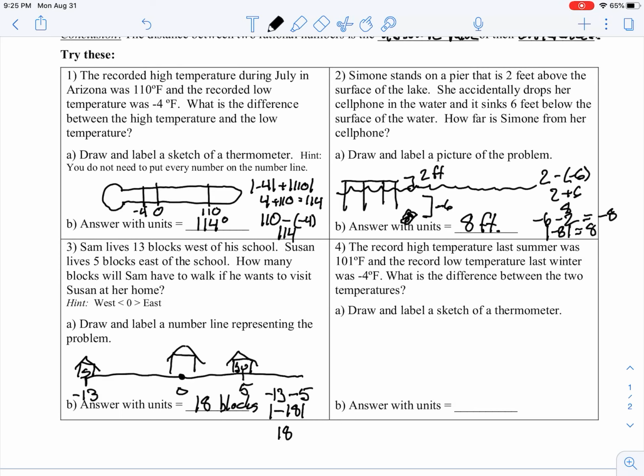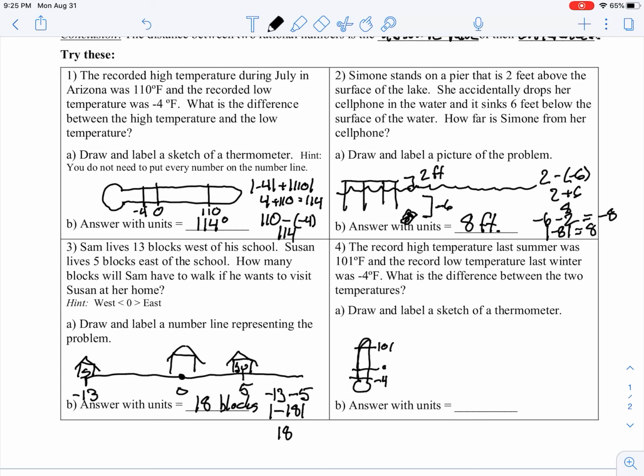So one last one, another thermometer problem. I got a little bit more room here than I did on the first one. So here is my horrible thermometer. So the record high temperature was 101 degrees last year, so we're going to call this 101 and 0 right about here. And the record low last winter was -4 degrees again, so -4 here. So what's the difference between the two temperatures?